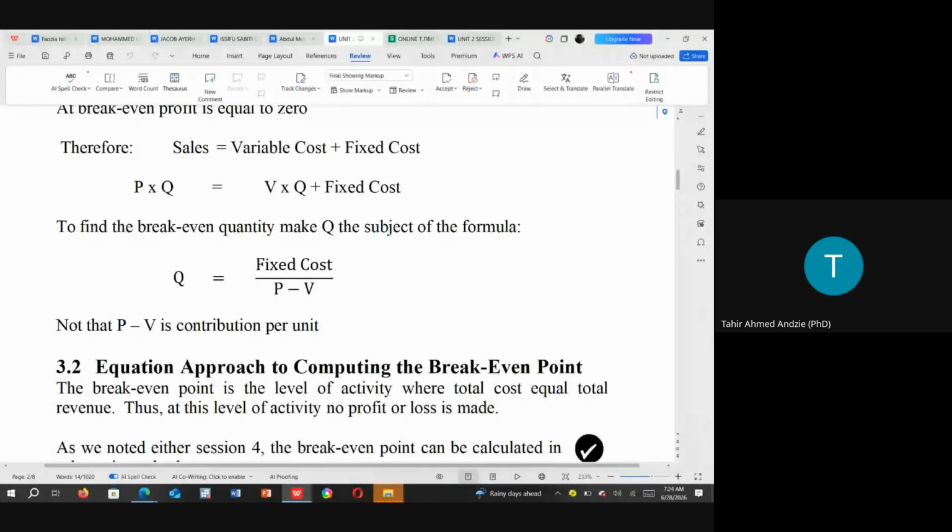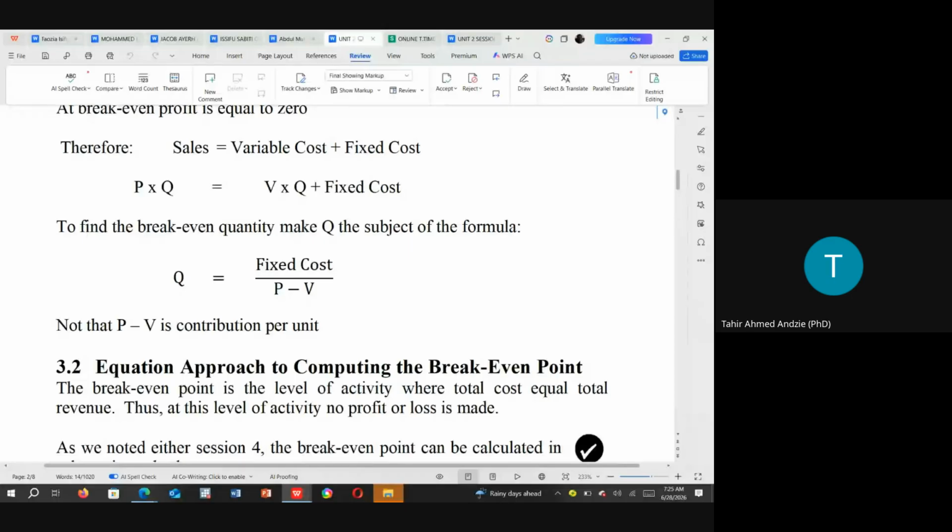Then we want to get the Q, because Q is the quantity that we will sell to break even. So Q will be equal to fixed cost divided by P minus V, where P minus V is the contribution per unit, right? So this is what brings us to the equation for the break-even point. And this simple break-even point formula, which is equal to fixed cost over contribution per unit, is what is going to help you to do the analysis.